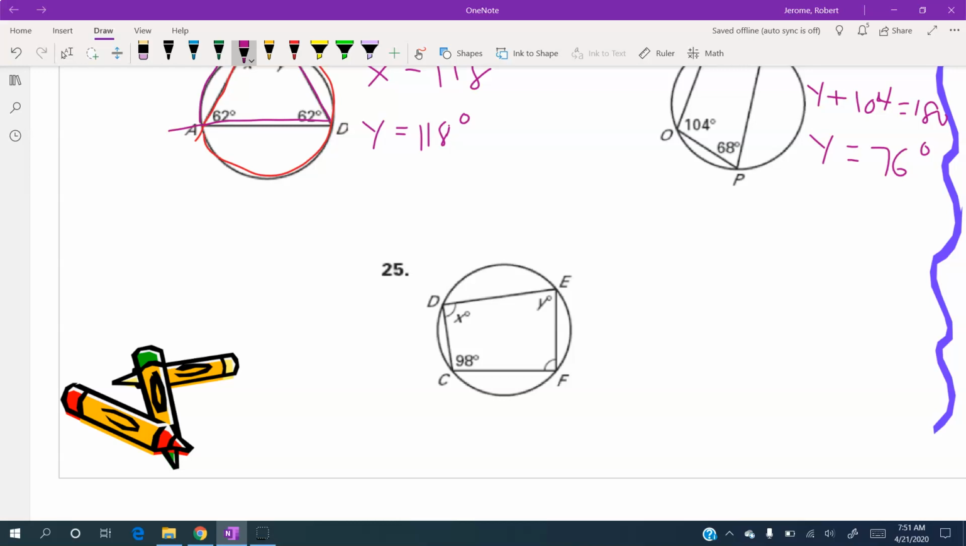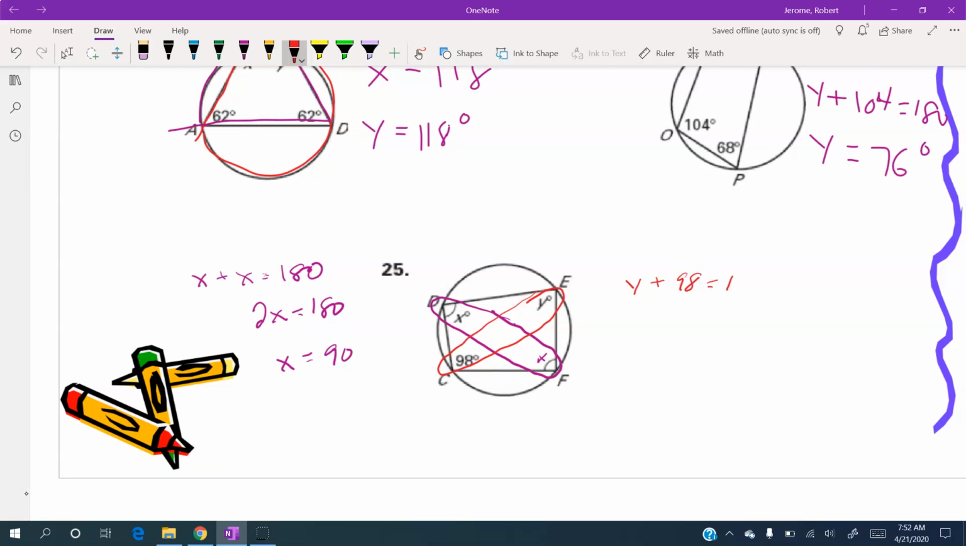Opposite angles. So it doesn't matter if we do x or y first, obviously. Opposite angles. So x, that means this one's x also. So x plus x equals 180. 2x equals 180, and x equals 90. For y, opposite angles are supplementary. We have y plus 98 equals 180, and y equals 82 degrees.